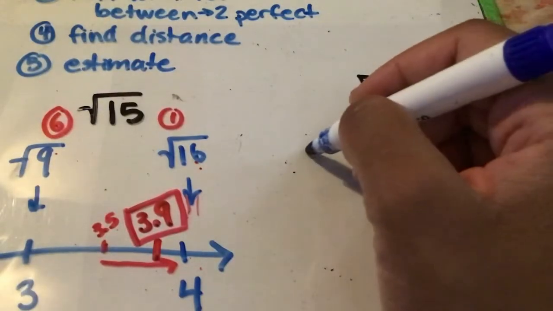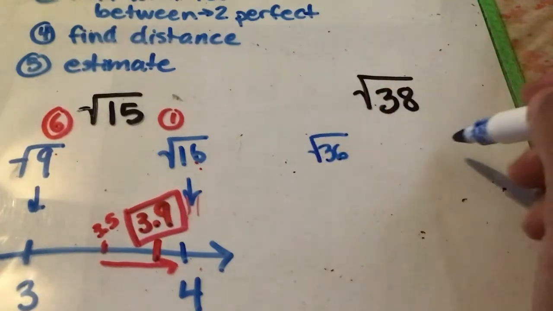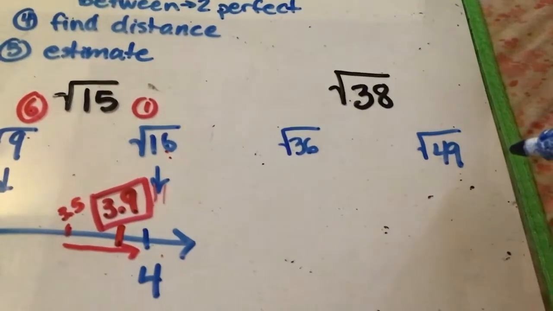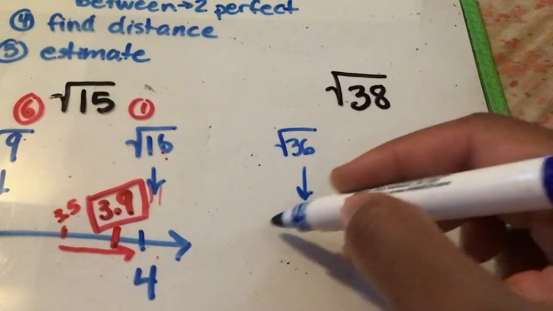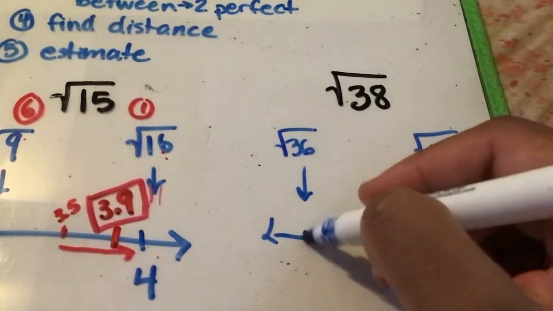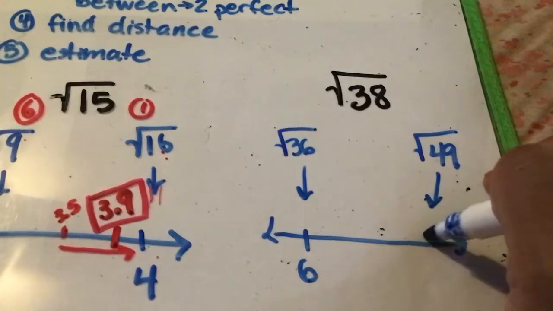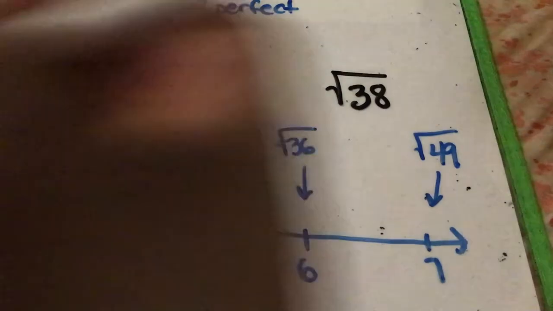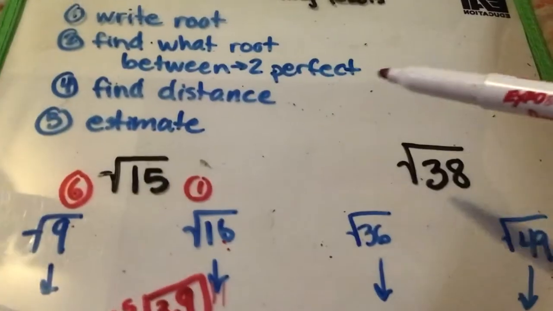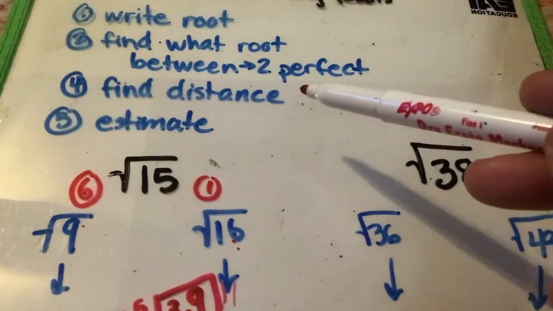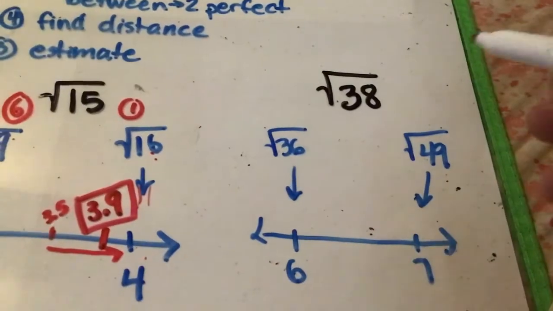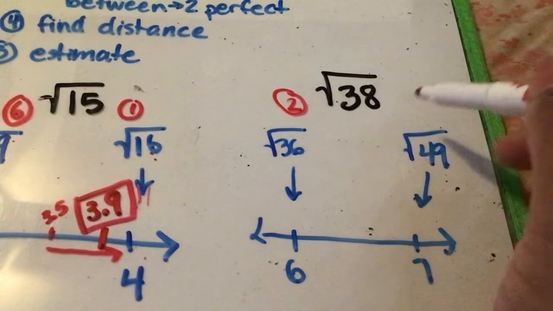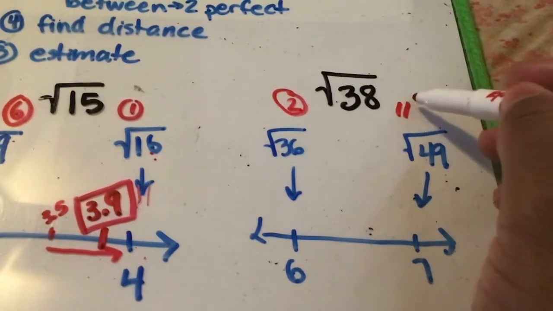So 36 is the lower one. Put it on the left. 49 is the higher one. So I know that the square root of 38 has to be somewhere between, on my number line, a 6 and a 7. So let's go ahead and figure out our distances. So that was step 2. If I look back at my steps, find out what two perfect squares it's in between, go ahead and find the distances. So 36 and 38 are 2 apart. 38 and 49 are 11 apart.